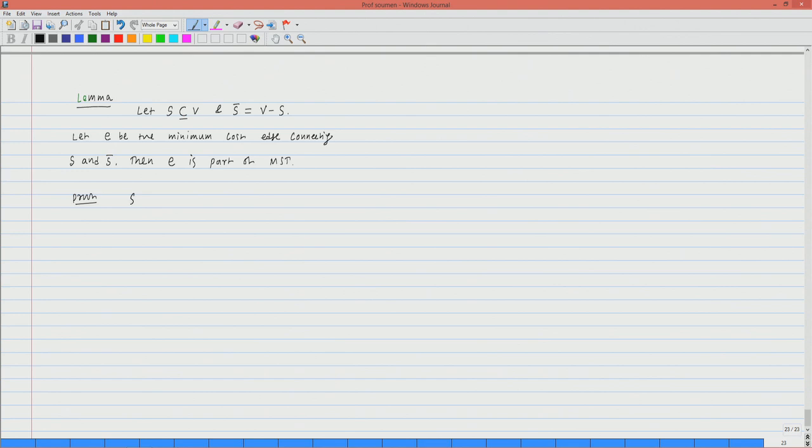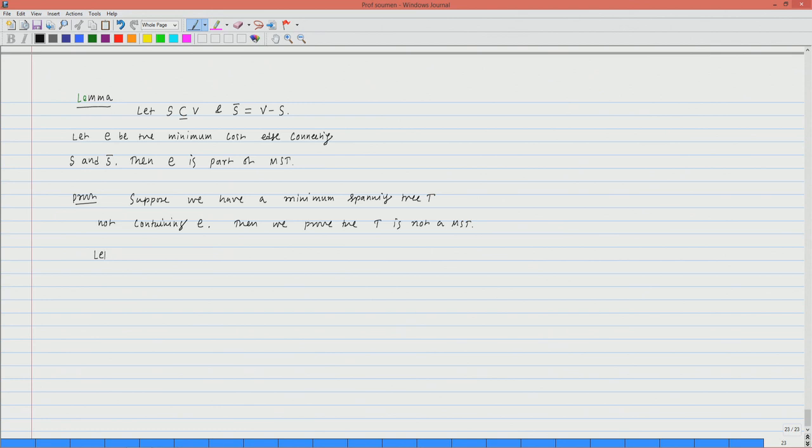Suppose we have a minimum spanning tree T not containing E. Then we prove that T is not a minimum spanning tree. Okay.